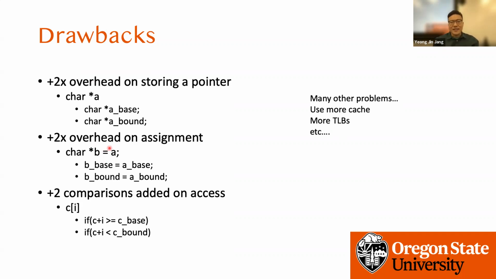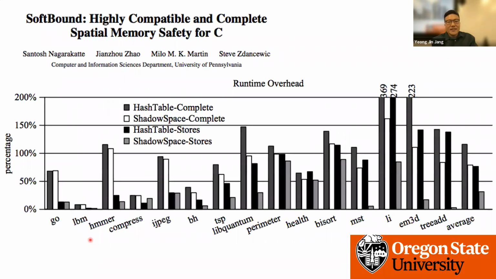And then whenever we assign a pointer, we need to do 2 more operations. And then we need to insert 2 comparisons on every memory access. So that actually causes performance degradation. This is the performance graph extracted from the SoftBound paper. Let's just take a look at the highest overhead. They do a little bit of optimization, but that optimization is sophisticated enough to hurt the scalability of the program.